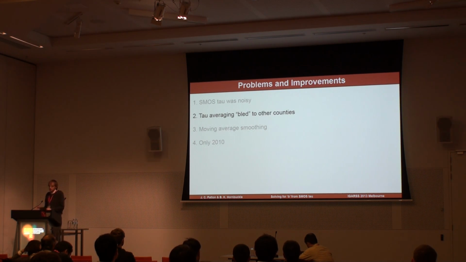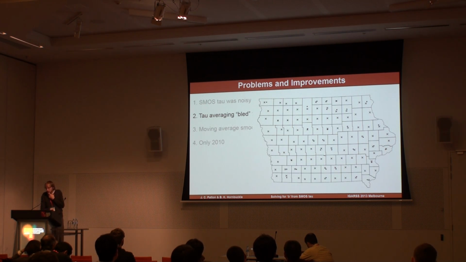Another thing is that the way that we calculated tau for a county is we had some sort of bleeding going on in the other county, so we averaged everything out. So this time around, we computed the centroid of each county.